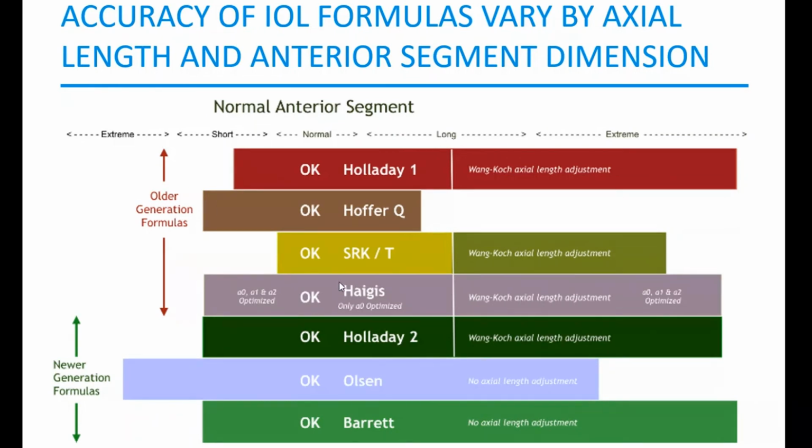Just a little bit of history on formulas. The very old generation formulas are not listed here. For example, SRK and SRK2 are based on regression. So those are regression formulas. What we mean by regression formulas is that they are purely based on the axial length of the patient's eye to predict the IOL power.